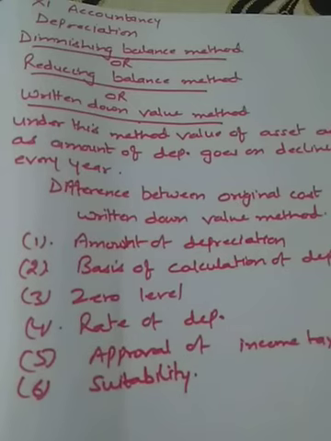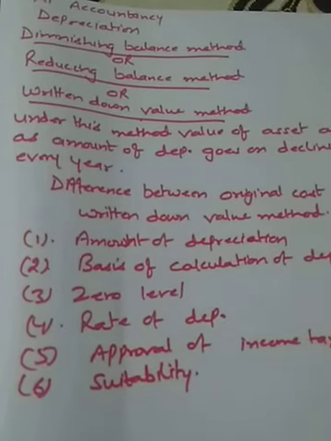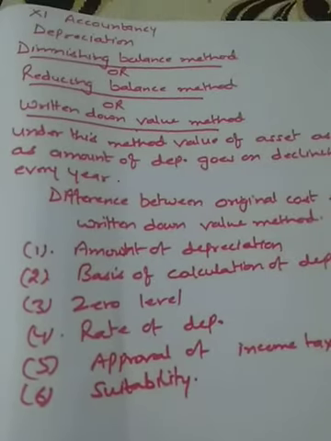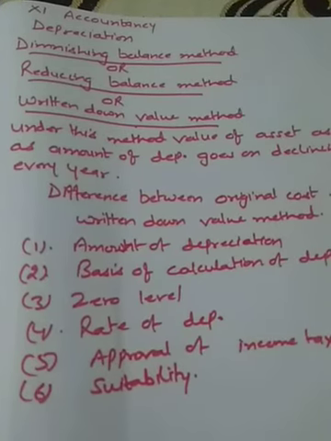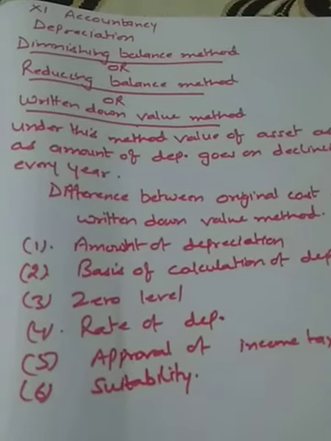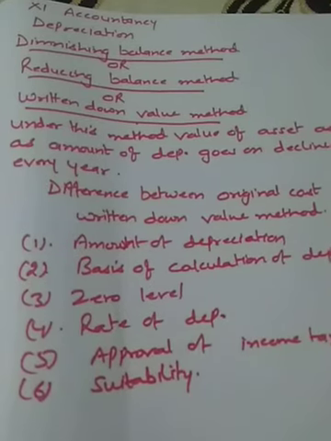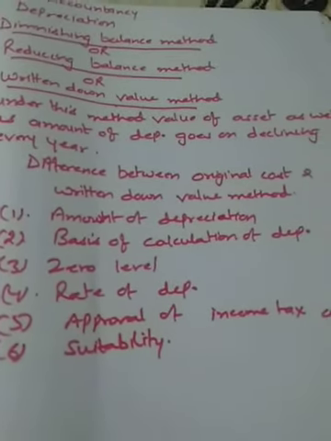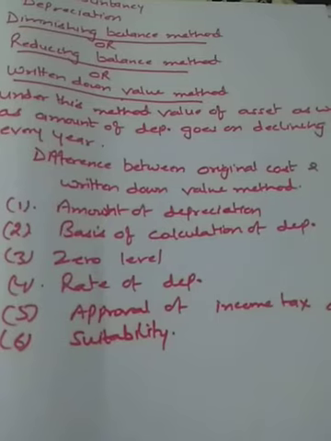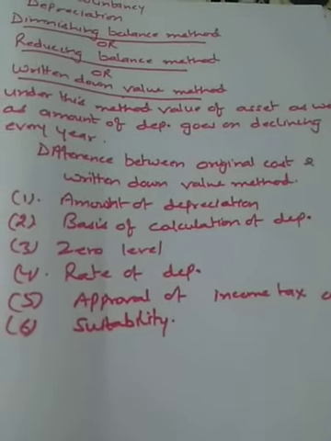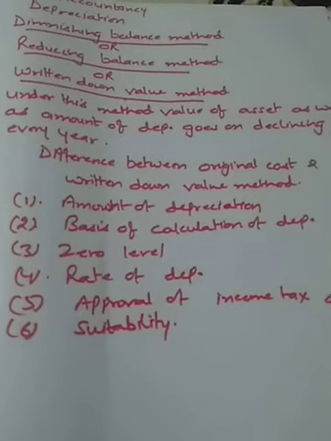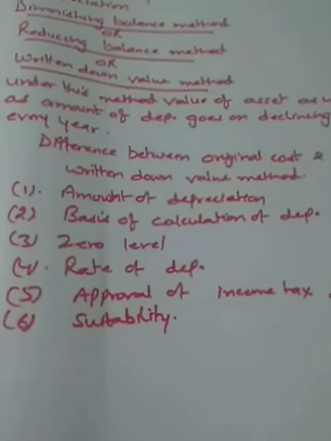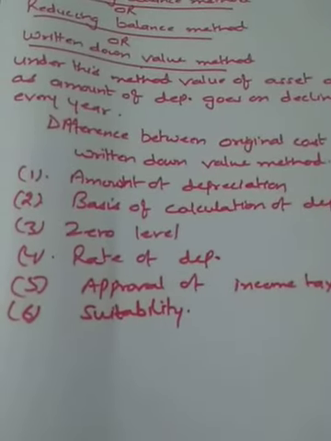Nowadays we are doing topic depreciation. Already we have done practical questions related to the first topic of depreciation, that is straight line method or fixed installment method. Today we will start the second method of charging depreciation, which is diminishing balance method or reducing balance method or written down value method. Under this method, value of asset as well as amount of depreciation goes on declining every year. In original cost method, every year the same amount of depreciation is charged, but under it, every year the amount of depreciation also goes on decreasing.